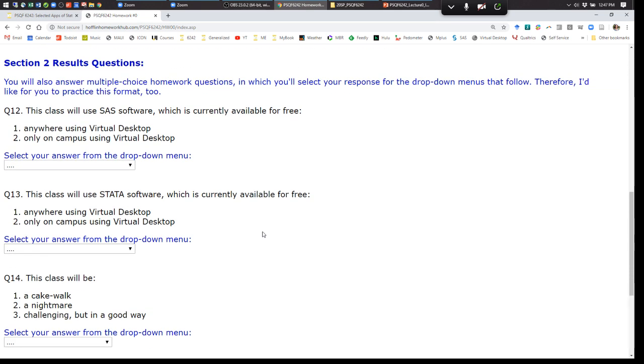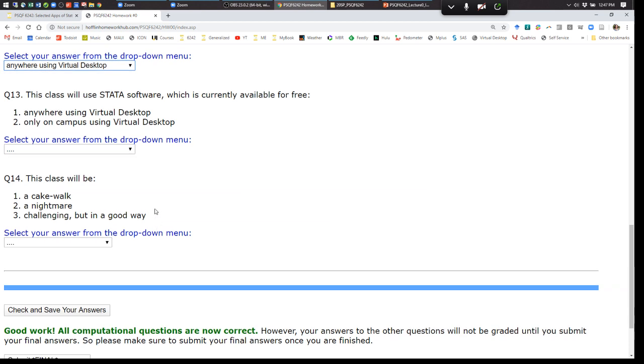Last but not least, this class will use SAS, which is currently available for free, anywhere or only on campus. Anywhere. SAS is the anywhere one. This class will also use Stata, which is available for free.